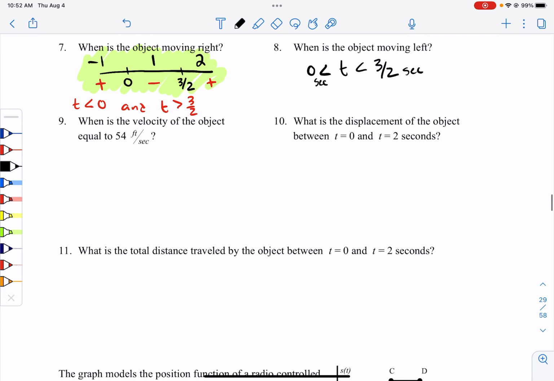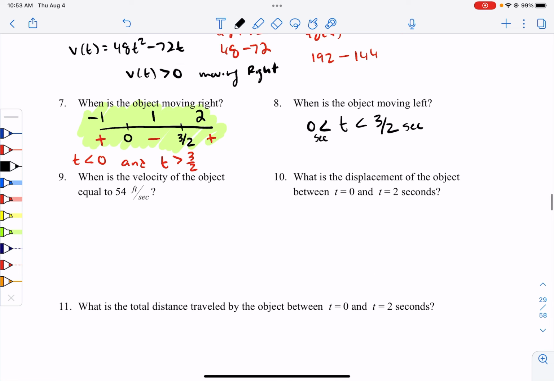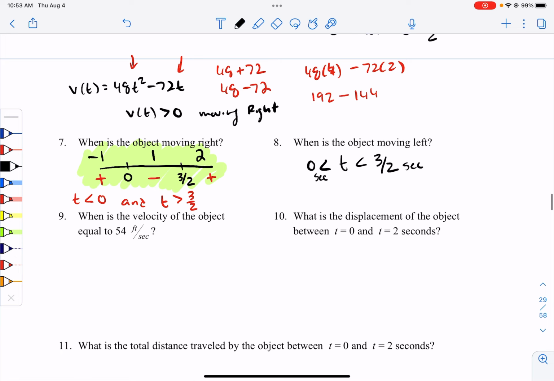All right, number 9. When is the velocity of the object equal to 54? Okay, well, my velocity, I know, is 48t squared minus 72t, and it wants me to say when that is equal to 54. I will tell you right now, there is no way this question is getting asked without a calculator. Solving that without a calculator, you can do it. It's not going to be pretty. It's not going to be nice. It's going to take a lot of algebra and a lot of work that I don't care about you doing because I'm evaluating your calculus.